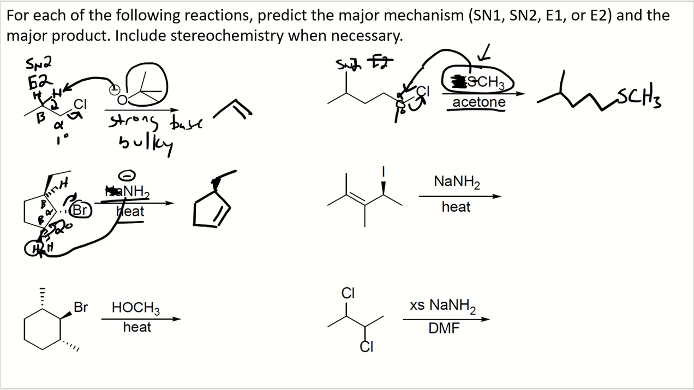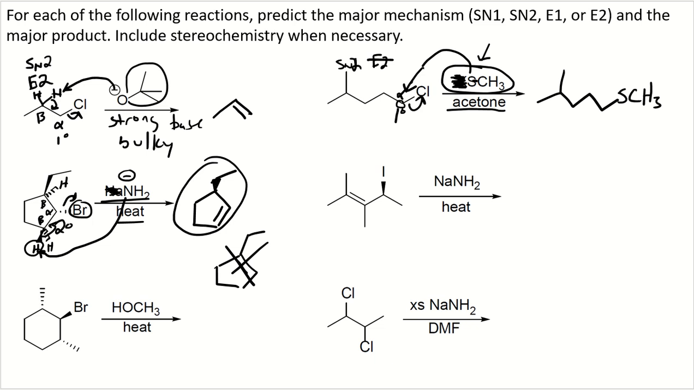Had we used a weaker base and did an E1 reaction, we would have favored the Zaitsev product, the more substituted alkene, which would have been this product. But because we did an E2, we are going to favor this product here. So that was an E2 mechanism.